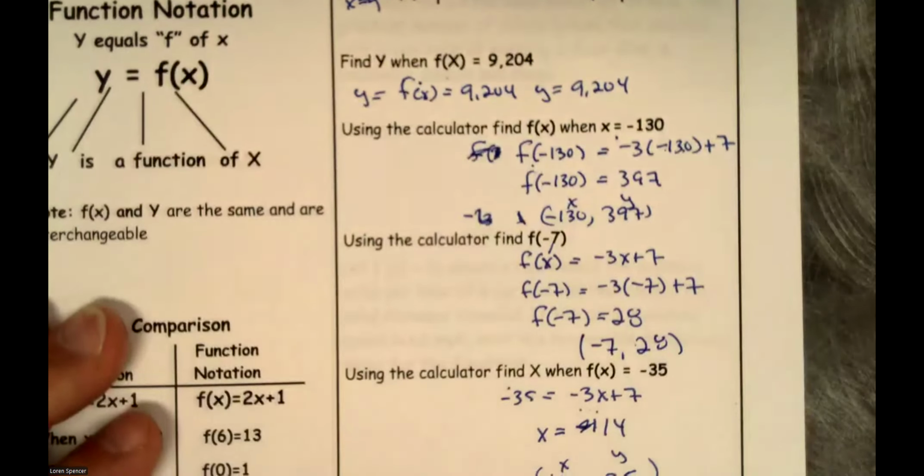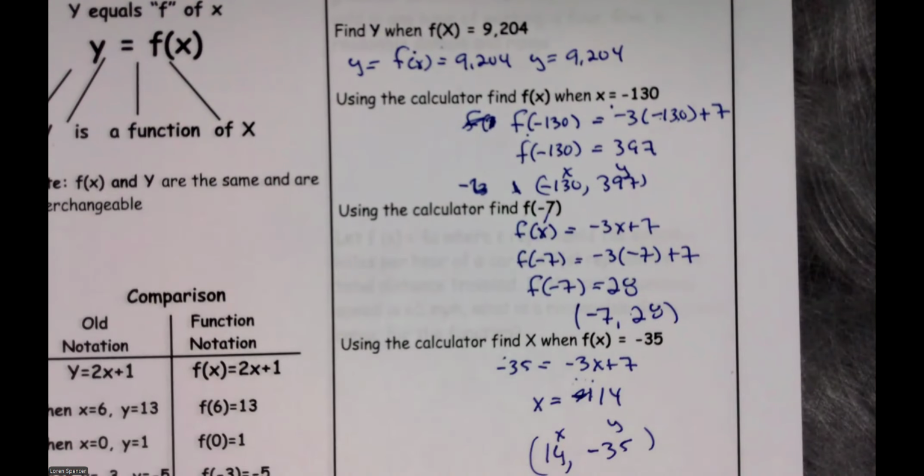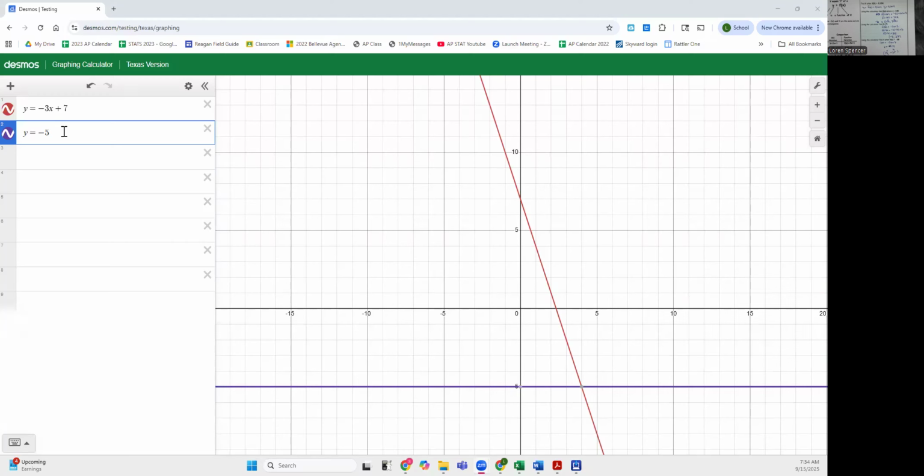Now I'm going to go back and redo those same problems using Desmos. All right. So moving back to Desmos. So it says y equals, in this case, they say when x is negative 130, that was the first one. X equals negative 130. All right.